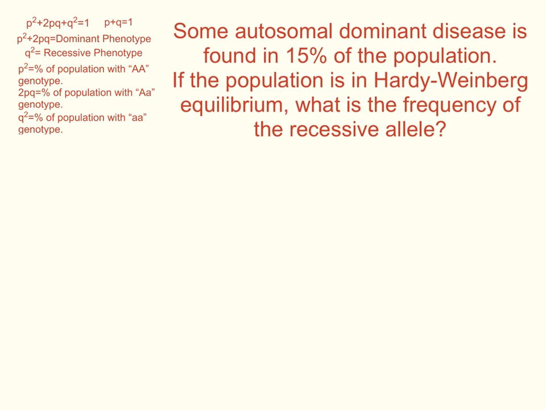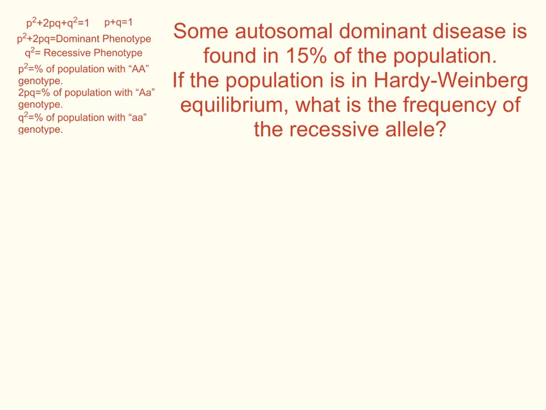As you can see, I've taken all the information we had on the last page and shrunk it up into the top corner over here. Reference that when you have questions about what equation to use. Now let's look at a question. This is similar to your homework question. It says some autosomal dominant disease is found in 15% of the population. If the population is in Hardy Weinberg equilibrium, what is the frequency of the recessive allele? We need to break this problem down to find out what we know and what the problem is asking.